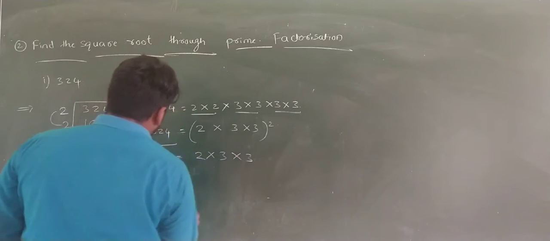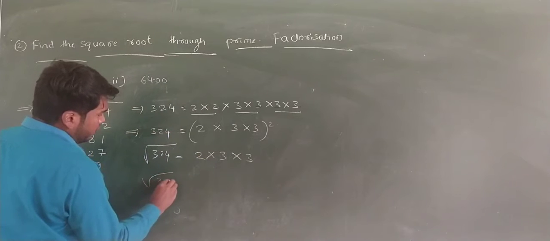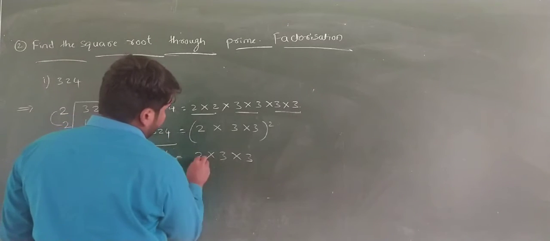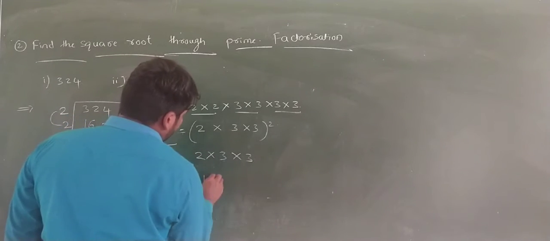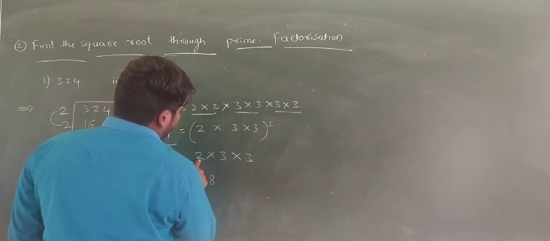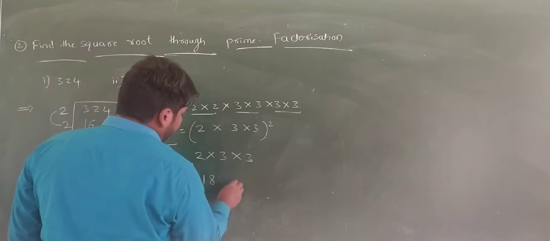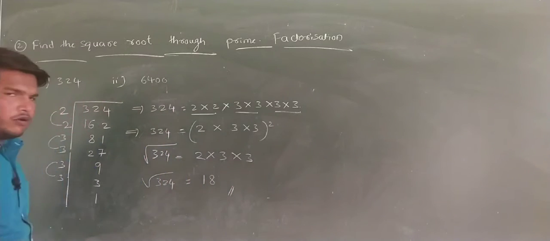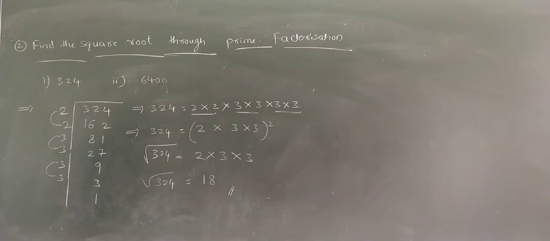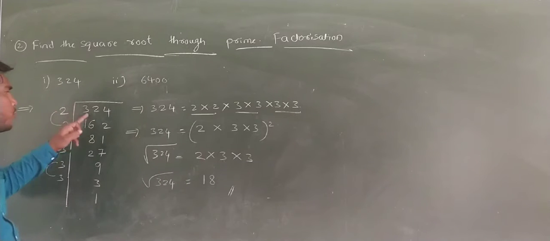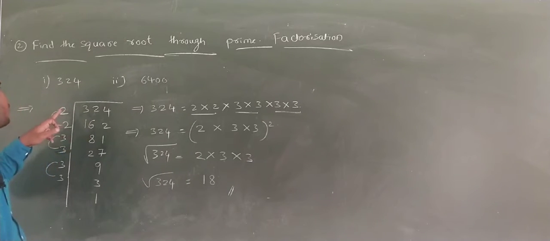So what is the root of 324? Just multiply this. 3 2s are 6, 6 3s are 18. So the root of 324 is 18. Okay, this is one more method to find the square root through the prime factorization method. So first is 324, go with the prime factorization, which you have studied from 5th standard up to 8th standard. So see how to find the square root.